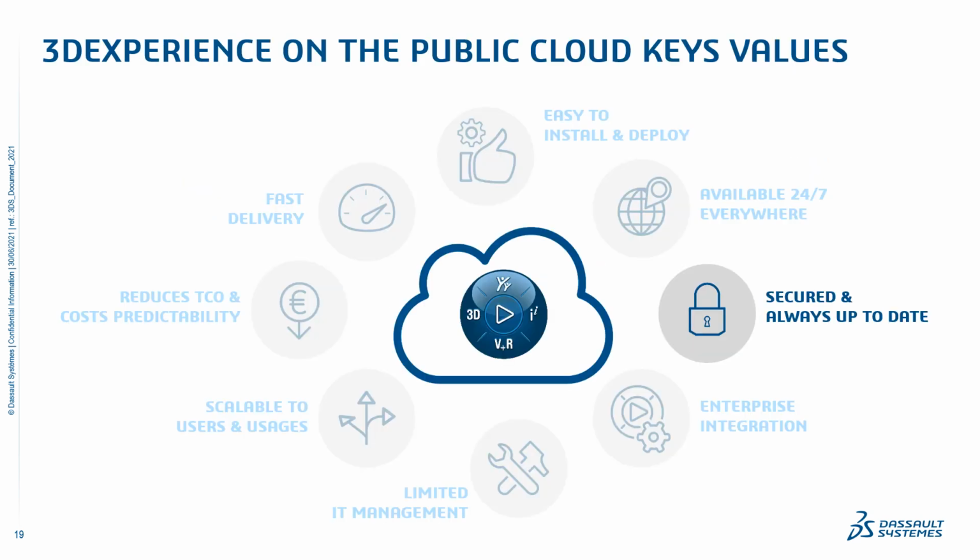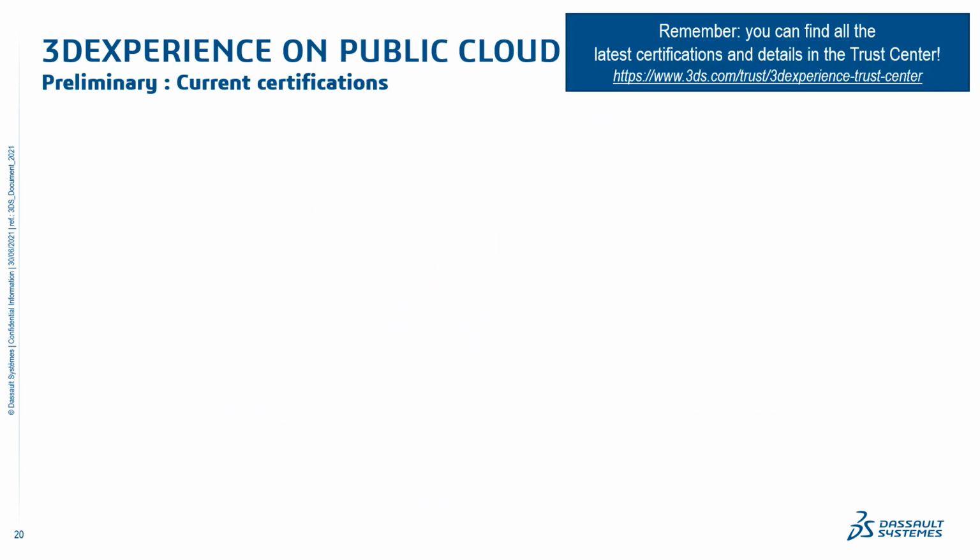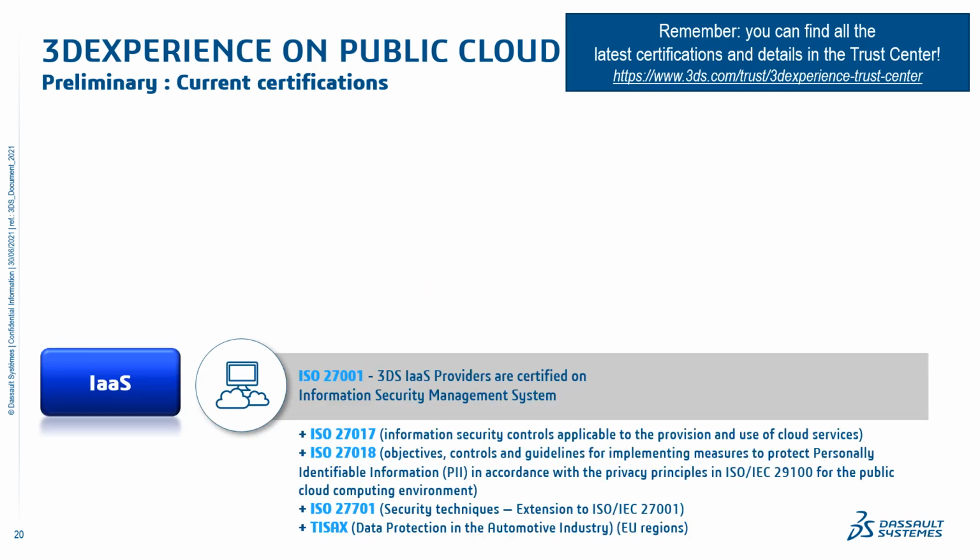In addition to availability, Dassault Systèmes' responsibility is also to ensure the security of the customer's data. This is why the cloud is also secured by design. First level of security is compliancy. The applicable certifications to the 3DEXPERIENCE Cloud platform are ISO 27001, ISO 27017, and ISO 27018 for the IaaS. All those certifications are security related and are ensuring a best-in-class level of security.